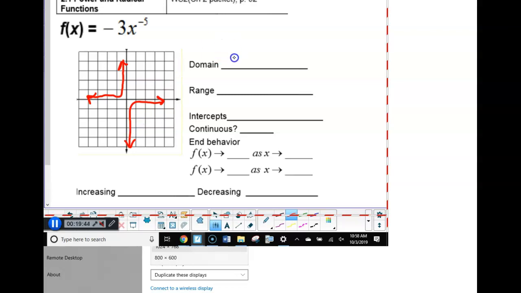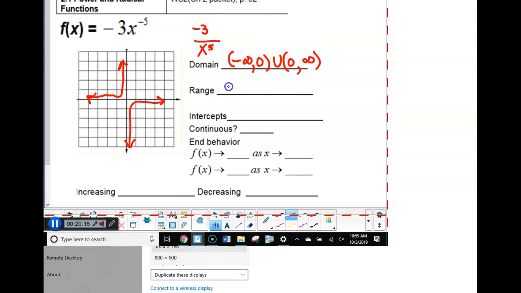What is the domain and range, though? Now we're doing some graph analysis. Well, think about it, guys. It's negative 3, and then x to the negative 5th would mean over x to the 5th. X can't be 0, right? So that's where it comes in.